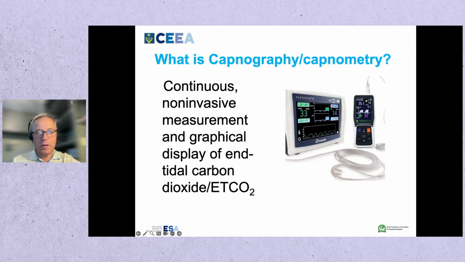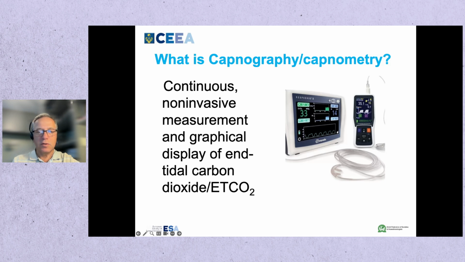So what is capnography or capnometry? Capnometry is the measurement of the CO2, carbon dioxide, in a sample of gas. Capnography is the continuous monitoring of the concentration or partial pressure of CO2 in respiratory gases. This is represented in graphical form with time on the x-axis and expired partial pressure of CO2 on the y-axis. The result is a capnography trace or waveform.